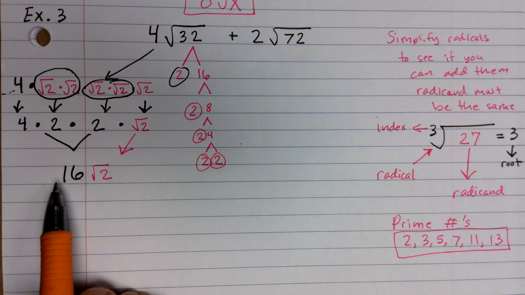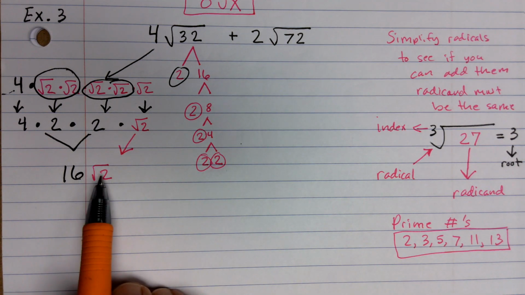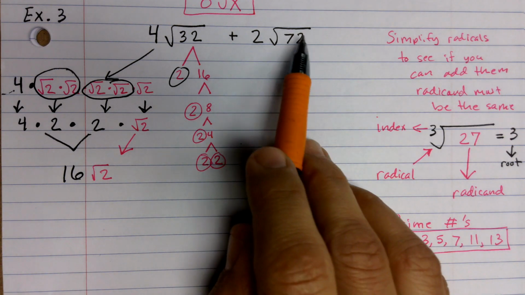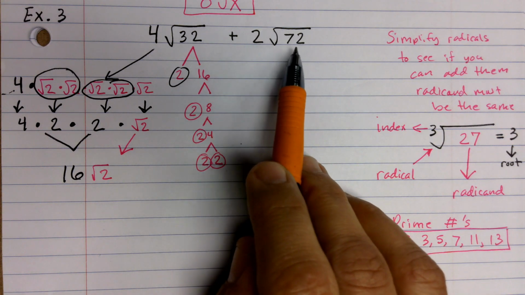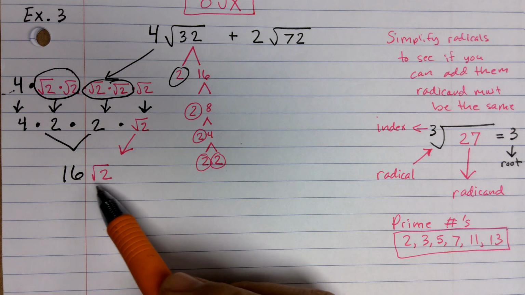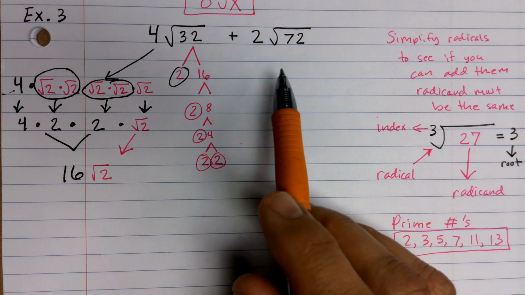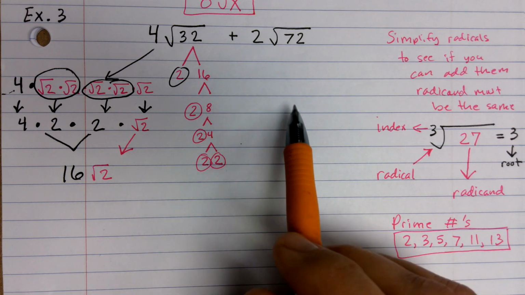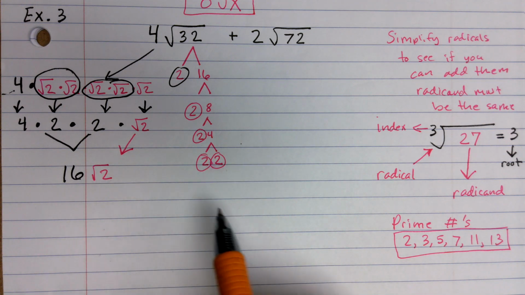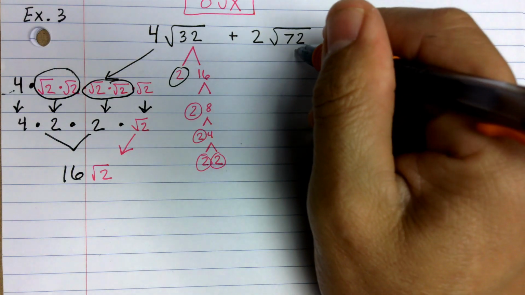Now we are not done. This is just me simplifying this, because my goal is to simplify the radical in hopes that when I simplify the radical on this second term over here, the 2 square root of 72, it also has a factor of 2, or basically a square root of 2 left over. That can't be further simplified. And that way they'll have the same radical, and I can combine those 2 coefficients. So let me show you what I mean.